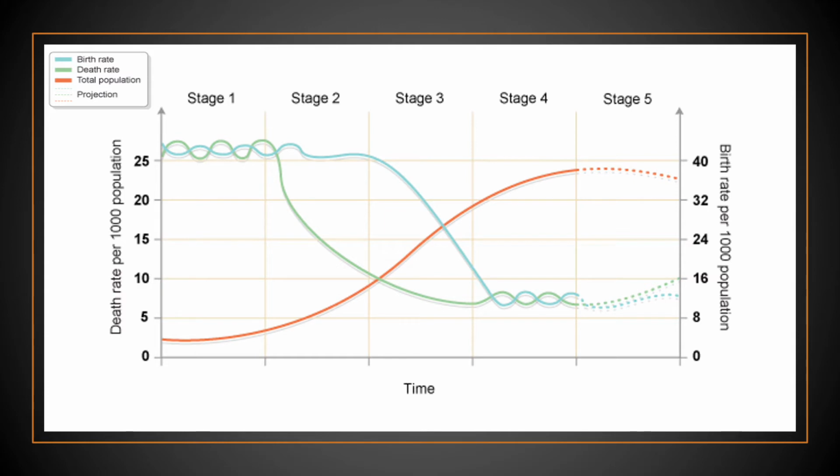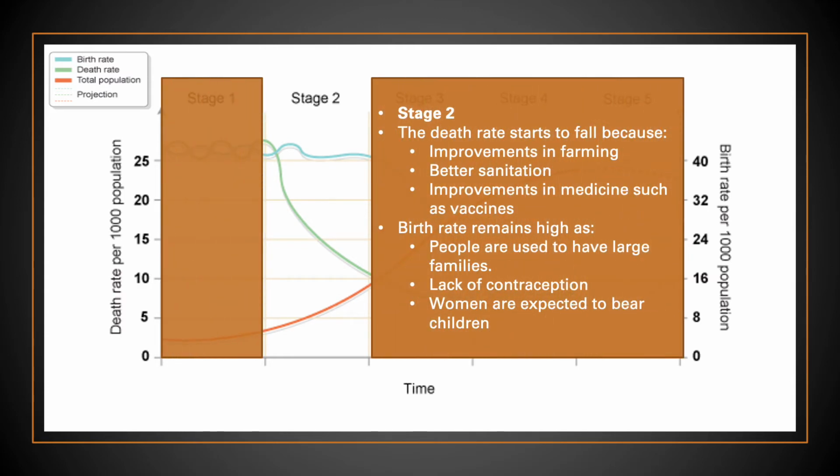If we have a look at stage 2, something begins to happen. So in stage 2, the death rate starts to fall. Now this is caused by a number of different factors. So there are improvements in farming. So around about 1750 in the UK, new farm machinery was invented. Better techniques of farming were invented, and that started to mean that the food supply improved. So not everybody needed to be growing food. So it meant that people were available to do other kinds of work.